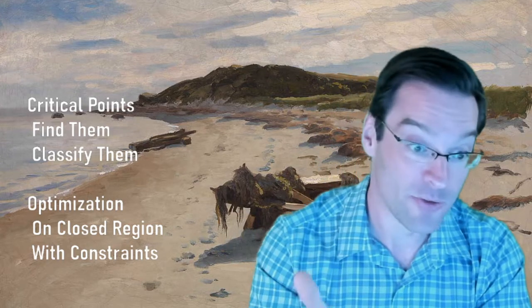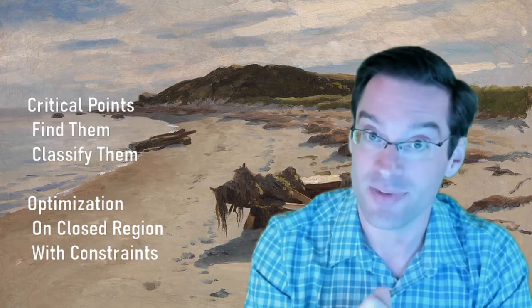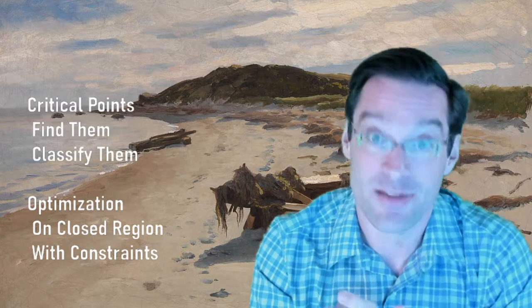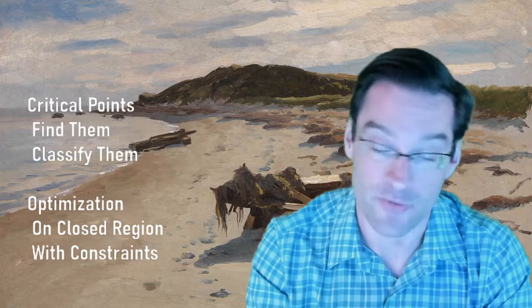And it was a pretty cut and dried question. At a critical point for a single variable function, the value of the derivative is either 0, in most cases, or undefined, right? Those are the only ways to get a critical point for a single variable function.